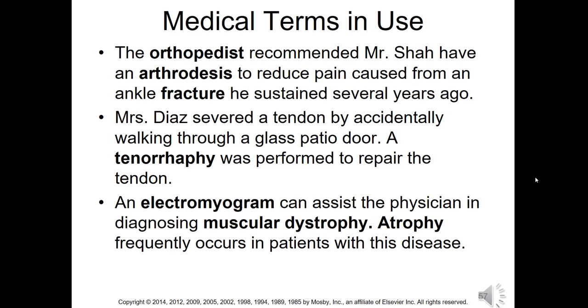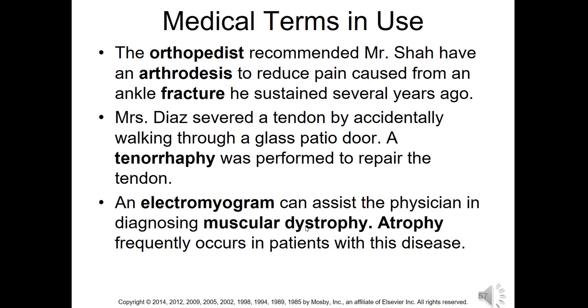And then an electromyogram can assist the physician in diagnosing muscular dystrophy. Atrophy frequently occurs in patients with this disease. So an electromyogram, this is that EMG study where they're measuring the electrical impulses in the muscle, because muscular dystrophy is a disorder where the muscles are not getting the right type of information to grow properly. So this is growing improperly or developing improperly, dystrophy, the abnormal or the lack of proper growth. And then atrophy is no growth whatsoever. So somebody who has muscular dystrophy will eventually develop atrophy.